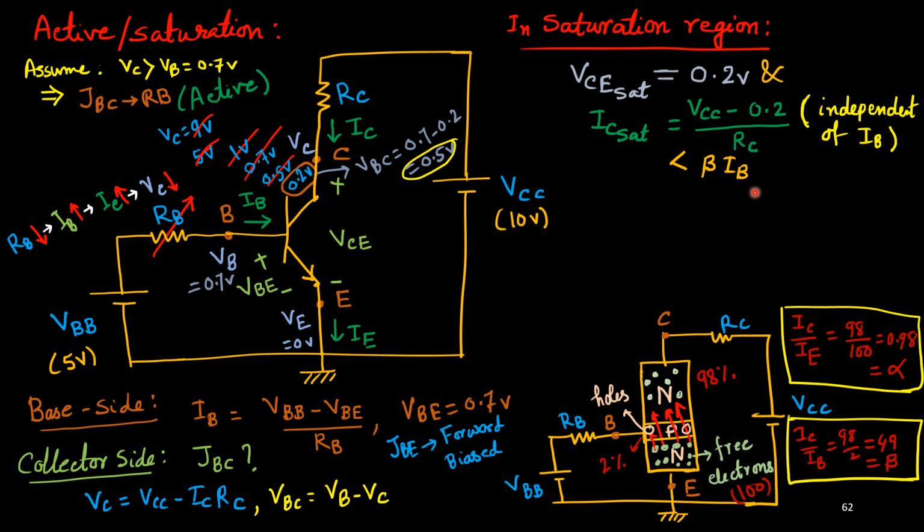In active region, whatever current was there in IB, the IC was proportionate, beta times IB. But in this case, what is happening? Suppose a huge number of electrons are coming here. So 2% recombination is fine, and because of that you get the IB current. A huge number of electrons are also coming, but the collector side cannot collect all the electrons. So there will be a certain storage of electrons here. It has a certain capacity, so it will collect only a few electrons, the maximum current. That current is saturated, VCC minus 0.2 upon RC. It cannot get more than that current, though the IB current is increasing, right?